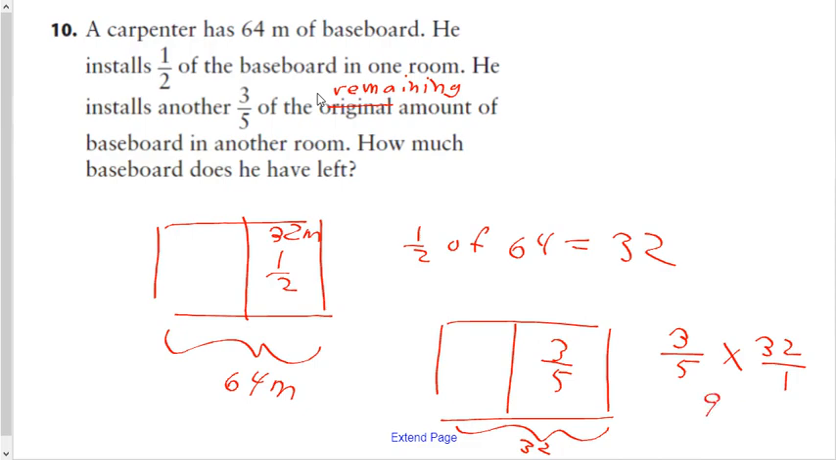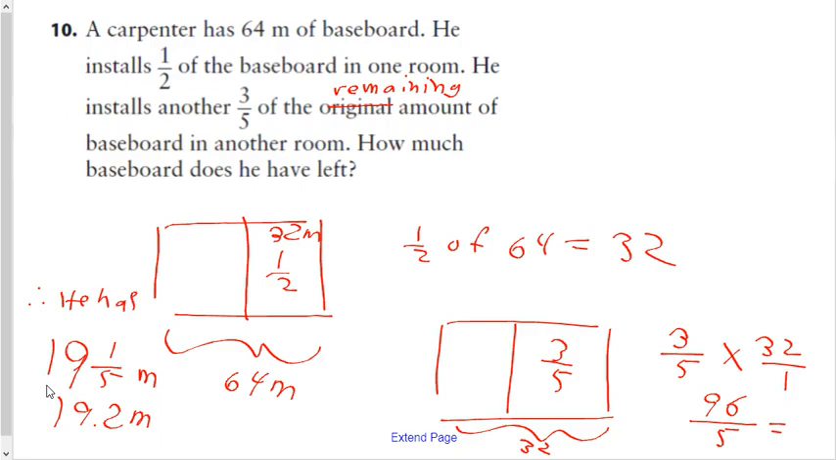Then we have multiplied numerators, 96 over 5. Take my calculator, reduce this, or I can actually use it as a mixed fraction. It should be 19, because 20 would be 100, and 4/5. So you have 19 and 1/5, that's 96/5 as a mixed fraction, or 19.2 meters of baseboard. So either one's fine. Therefore, he has 19 1/5 meters left, or 19.2 meters left of baseboard.